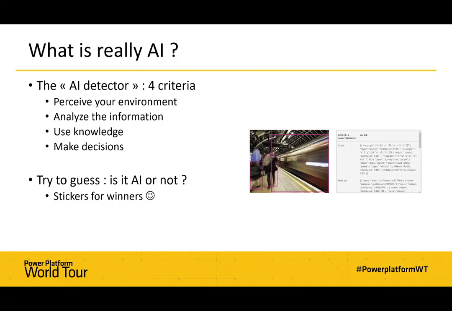You win a sticker. I think it's not the four criteria, because okay, that's computer vision. We can see that there are people on the picture. We can see that there's a train, but this one can't make decisions. To have a real AI, we have to make decisions. So if it were to say these are people and that's a train, then you're talking about AI. Is that what you say? If I have a larger application, we can make the decision to take the train, for example. It would be a real AI, and I give you a sticker.